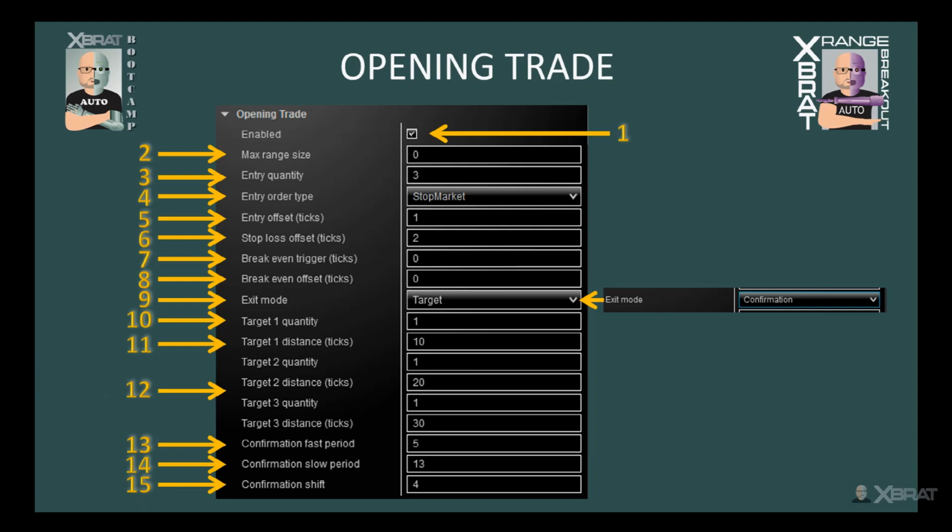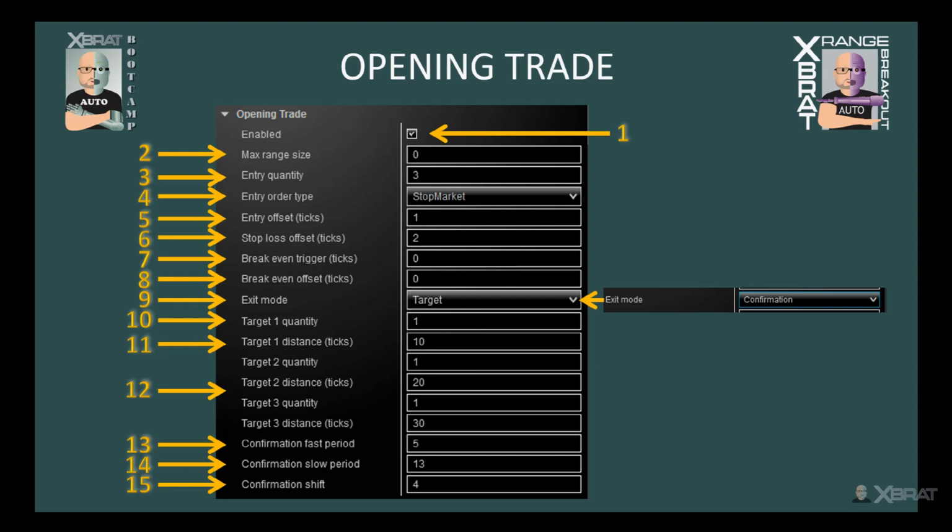So number 13, confirmation fast period. Number 14, confirmation slow period. This is for that confirmation exit mode. And as default, we set that at the 5 and 13 EMAs because that's how we've back tested this. That's reasonably aggressive. You can change that to 11 and 21, for example, to be more conservative. But when these break out and they run, we want to be reasonably aggressive with that confirmation fast period. And this will make more sense when we actually look at it on a chart.